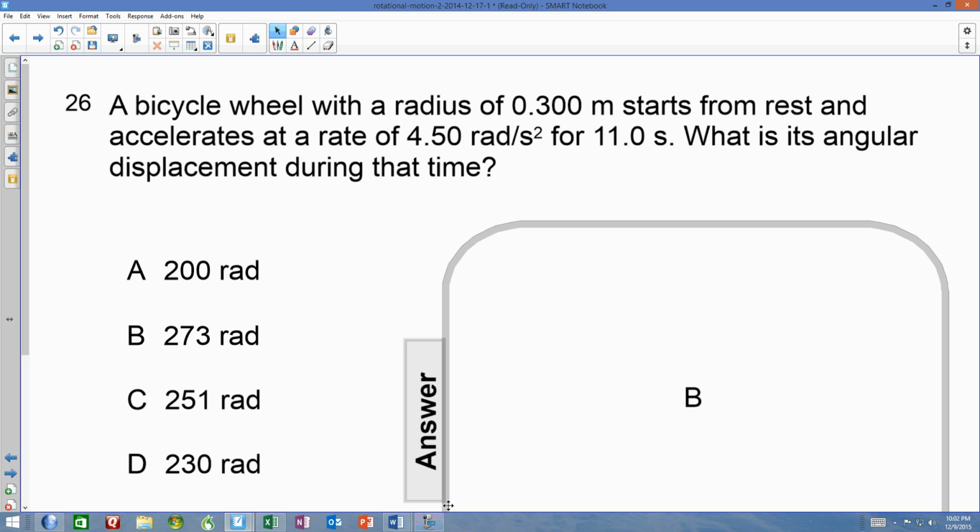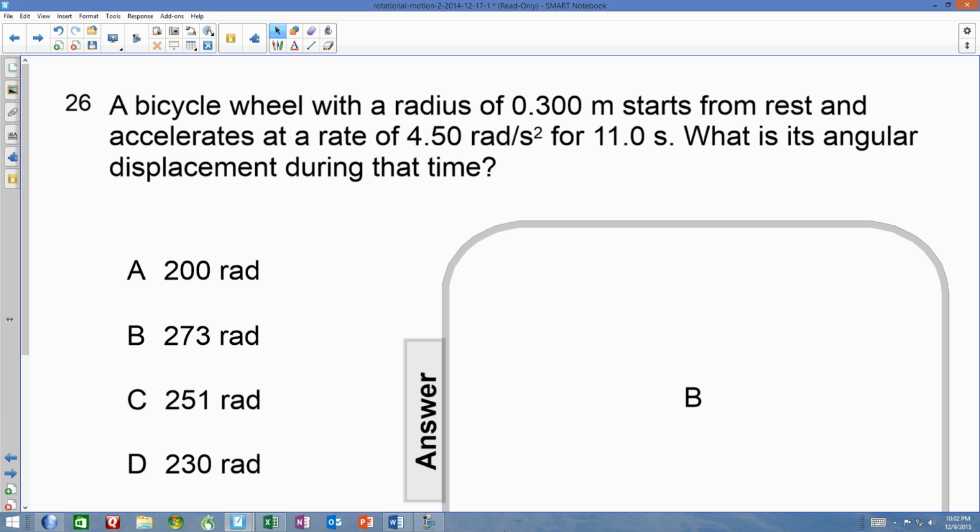Let's look at this. We're given r. We have omega naught, which is 0. We have the acceleration alpha, which is 4.50 radians per second squared. We have t, which is 11.0 seconds. We want the angular displacement. The only thing we don't have here is the final angular velocity. So that means we're going to be using the angular displacement is equal to omega naught t plus 1/2 alpha t squared. Substitute in your numbers, and you should have gotten 273 radians.